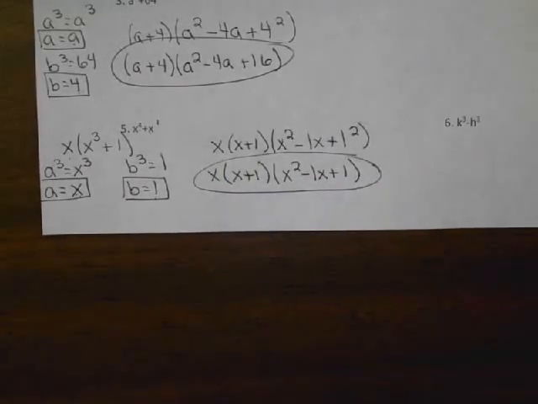If you want to, you can go back and double check by multiplying everything out, but you will see that it will work out to x to the 4th plus x. So we are done here. So I want you guys to try problems 1, 4, and 6.